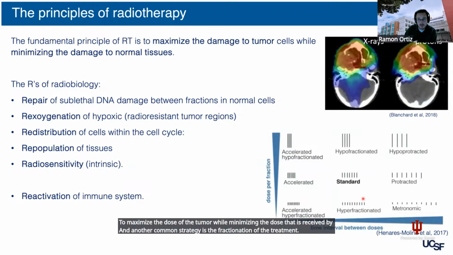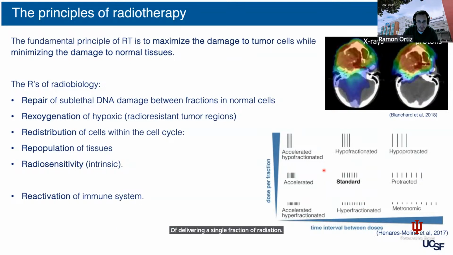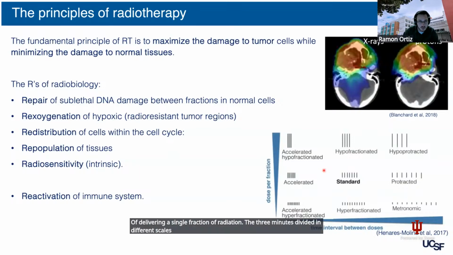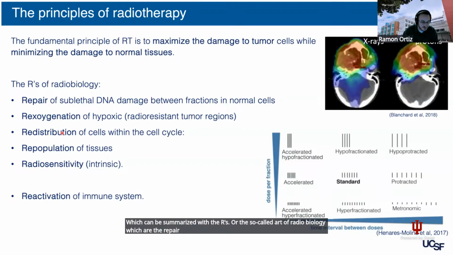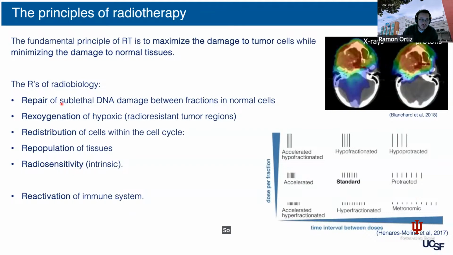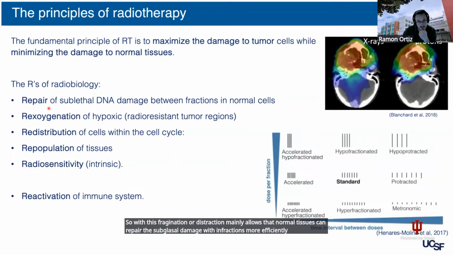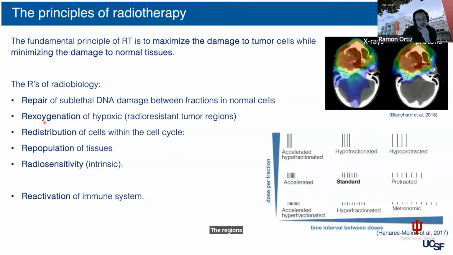So instead of delivering a single fraction of radiation, the treatment is divided into different schedules of fractions to exploit the different radiobiological responses of different cell types, which can be summarized with the so-called R's of radiobiology, which are repair, reoxygenation, redistribution, repopulation, and intrinsic radiosensitivity. So fractionation mainly allows normal tissues to repair the sublethal damage between fractions more efficiently than tumor cells. The hypoxic regions in the tumor, which are more radioresistant, can become reoxygenated between fractions, making them more sensitive to the subsequent irradiation.